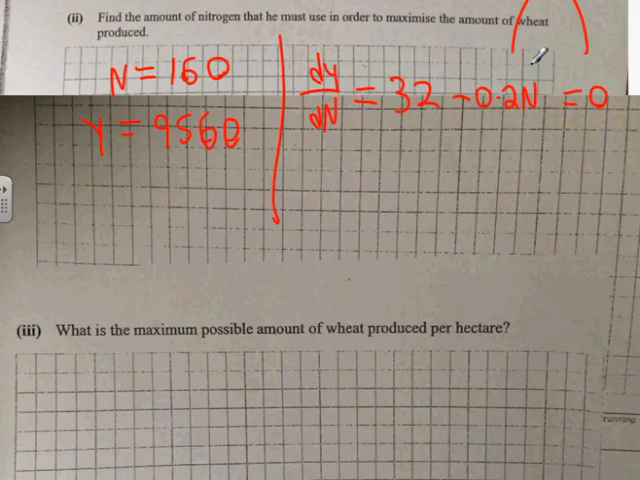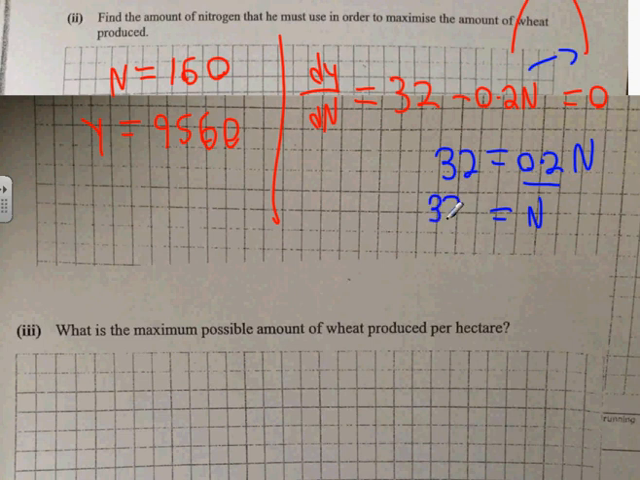Bring the 0.2n over to your side and we get 32 equals 0.2n. You want the n on its own, so where does the 0.2 go? Anybody know? Over 32. It's multiplied by 0.2 on the right, which means when you bring it underneath, it's going to be divided by 0.2. And what happens when you do that? n equals 160.